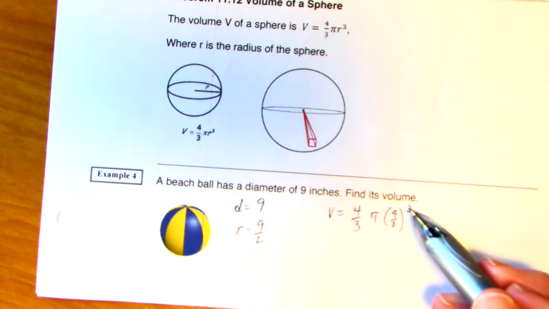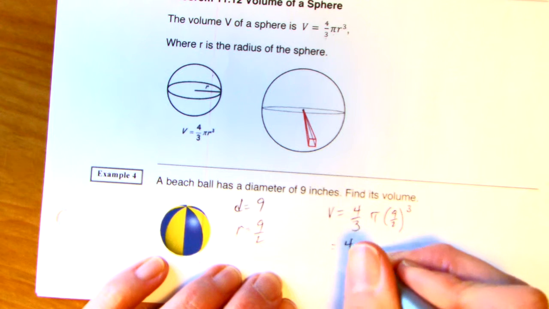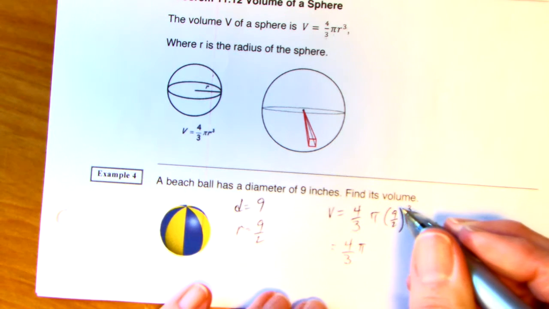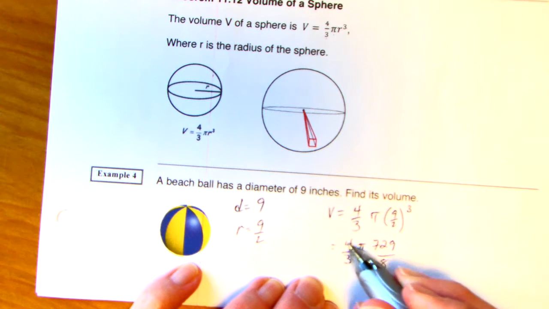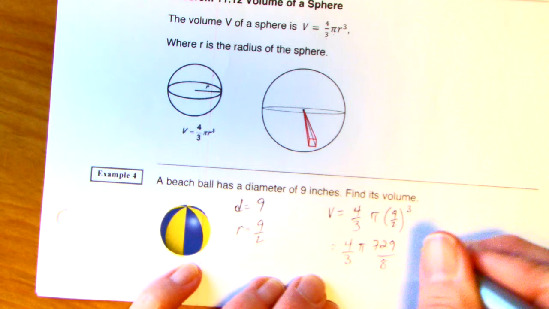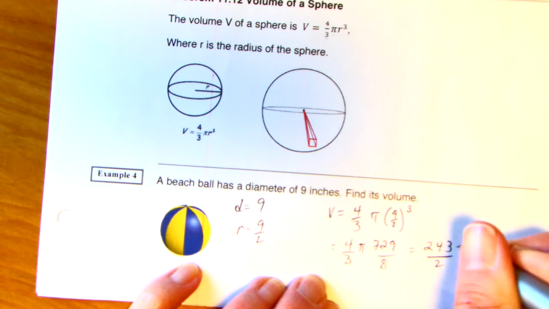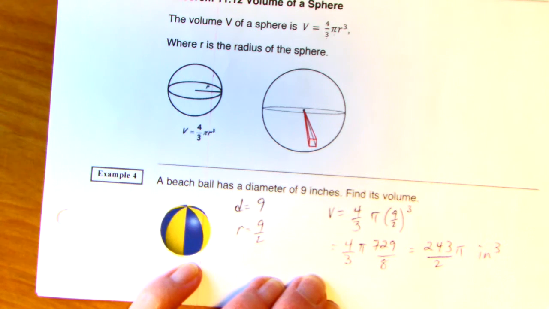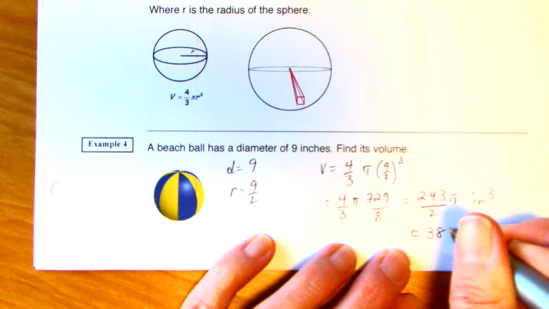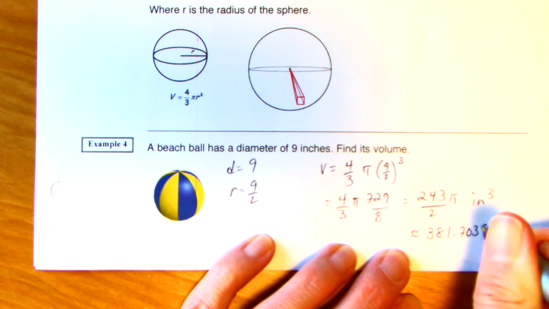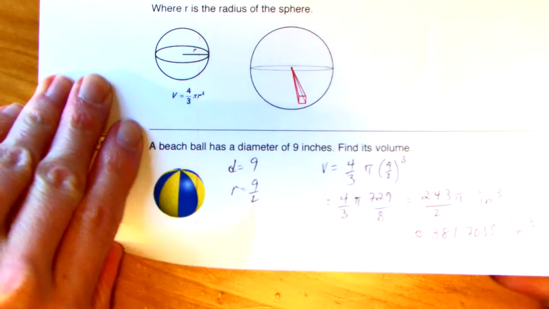All right, so when you cube a fraction, you want to cube the numerator and cube the denominator. So cube the top and bottom. I have 4/3 pi. 9 times 9 times 9 is 729. 2 times 2 times 2 is 8. Of course, we're going to have some reductions here. And you will get 243 over 2 pi inches cubed. So there's an exact answer. But if you put it in the calculator, please double check these for me: 381.7035 inches cubed. Because I do make mistakes. Today would be no different.